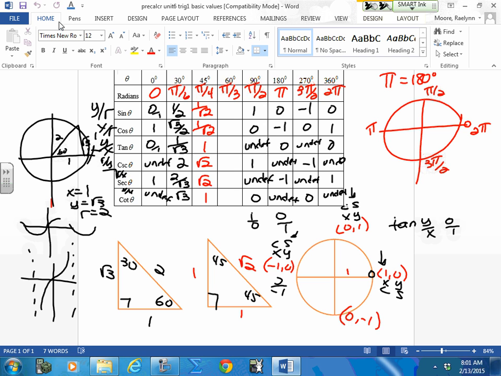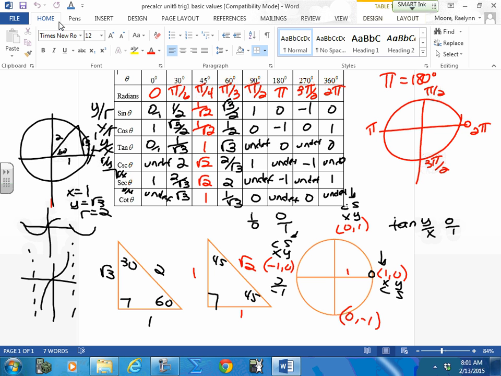Y over r. Radical 3 over 2. What's your cosine for 60? X over r. 1/2. Your tangent, y over x. Yep, square root of 3, radical 3. Now, let's flip these over. Take the reciprocals. 2 over radical 3. 2 and 1 over radical 3. You see a little pattern here too?